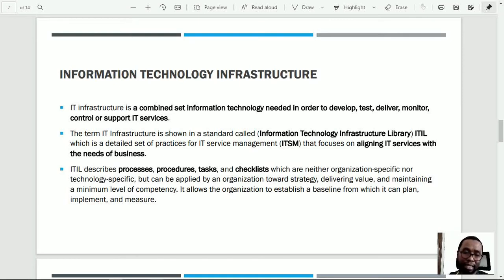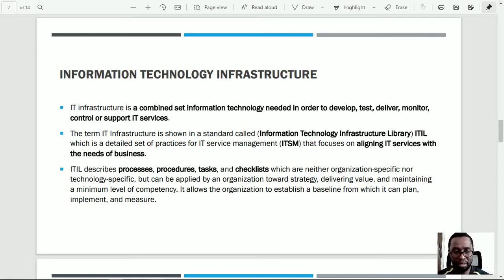So ITIL describes processes, procedures, tasks, checklists, etc., which are neither organization specific nor technology specific, but can be applied by any organization towards strategy, delivering value, and maintaining a minimum level of competence. It allows the organization to establish a baseline from which it can plan, implement, and measure. So it's all about aligning IT services with the needs of the business. All these processes, procedures, tasks, and checklists are generic, which can apply to most organizations, and most organizations can start from there as they plan on how to have a better strategy.